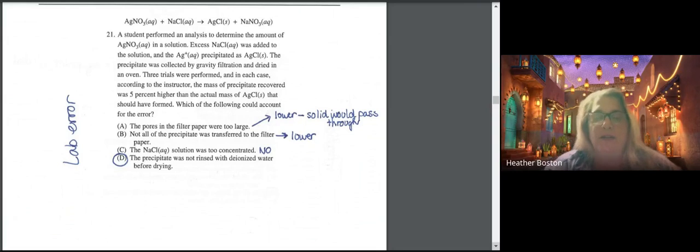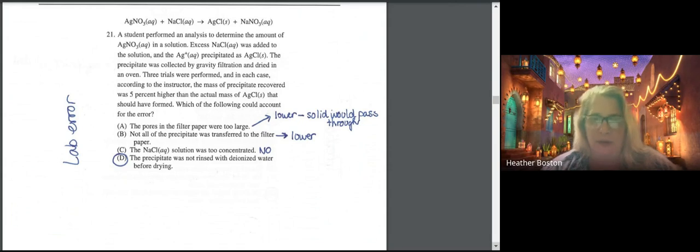Okay, this is an analysis of error. If you looked at some of the lab questions or the lab techniques document that I posted, you would find some of these things. 3 trials. According to the instructor, the mass of precipitate recovered was 5% higher. That means something must be in there. So if the pores of the paper were too large, some of the solid would go through and the mass would be lower. Not all the precipitate was transferred to the filter paper.